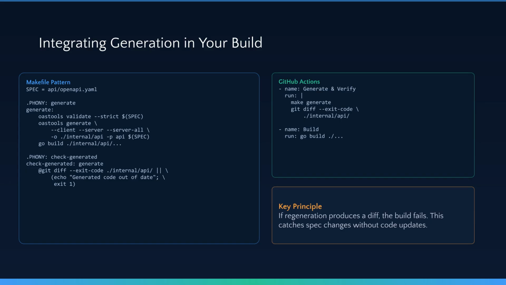Integrating generation in your build. In CI/CD, you want to ensure generated code is always up to date with the spec. The Makefile pattern validates the spec first, then generates the code, then compiles it to catch any issues. The check-generated target goes further. It regenerates the code and checks if there are any Git differences. If the generated code doesn't match what's committed, the build fails. This catches cases where someone updates the spec but forgets to regenerate the code. The GitHub Actions step does the same thing in a CI pipeline.